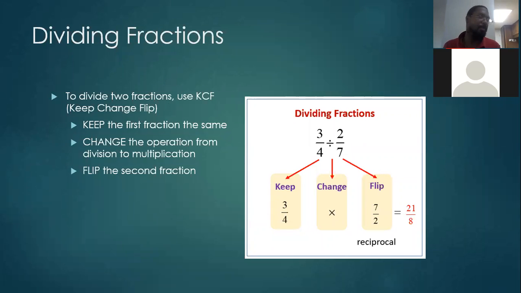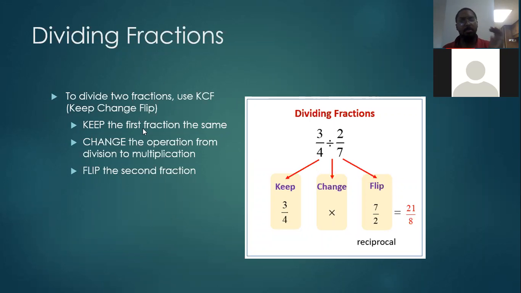But again, how do you multiply? Well, multiplying is actually really, really easy. You just multiply the top numbers and the bottom numbers. So 3 times 7 is 21, 4 times 2 is 8. And this is called a reciprocal right here when you flip it, which I'll do in a second. But dividing of fractions is super duper easy. All you have to do is keep, change, flip.